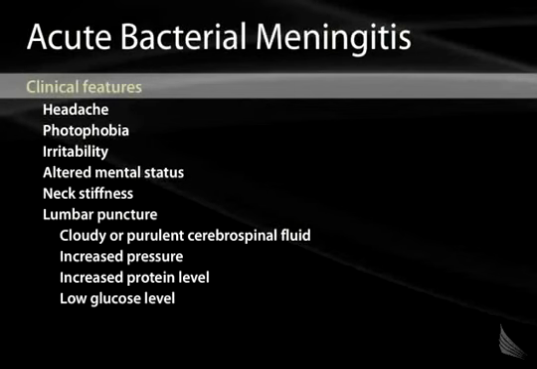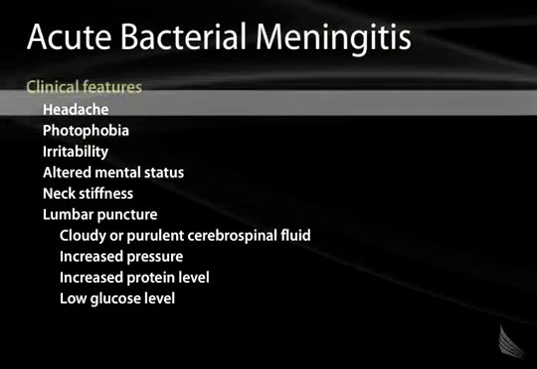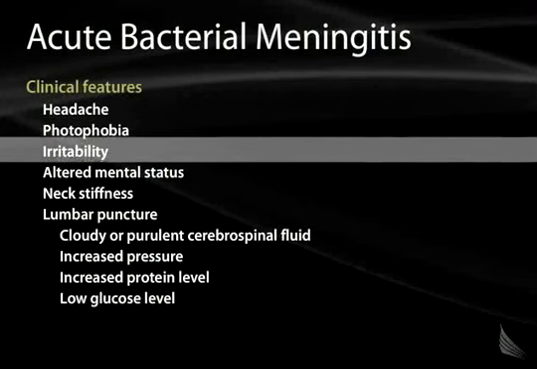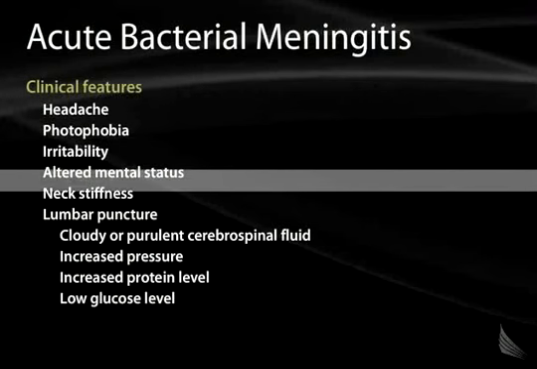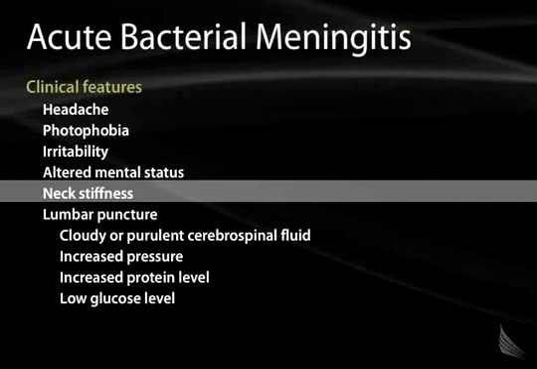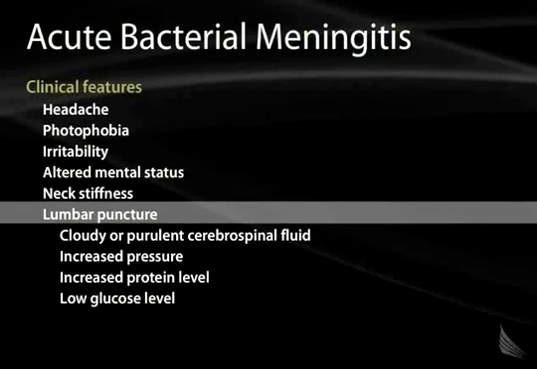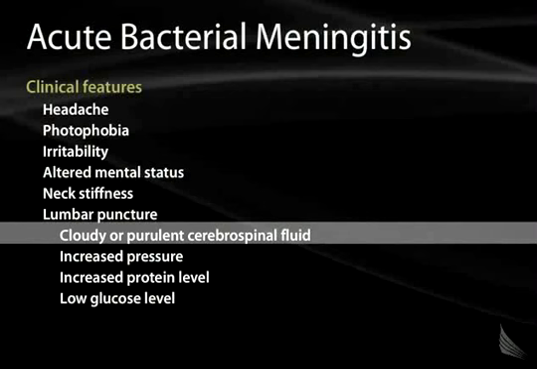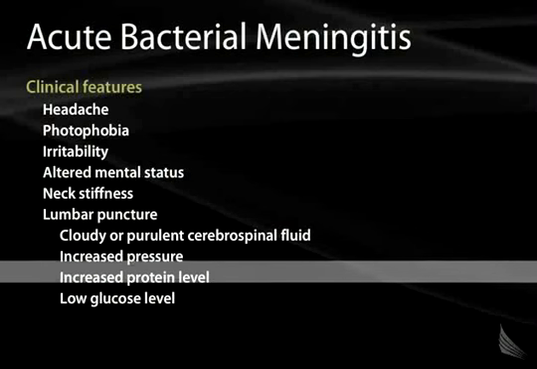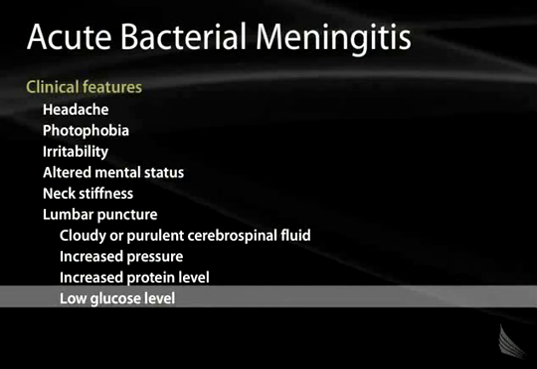The clinical features for all bacterial meningitis, though, is the same. Headache, photophobia, irritability, change in mental status, neck stiffness, or what is called nuchal rigidity, or the combination of neck stiffness and photophobia, which is meningismus. Lumbar puncture will show cloudy or purulent cerebrospinal fluid, increased pressure, increased protein level, low glucose level, and of course, elevated white cell count.